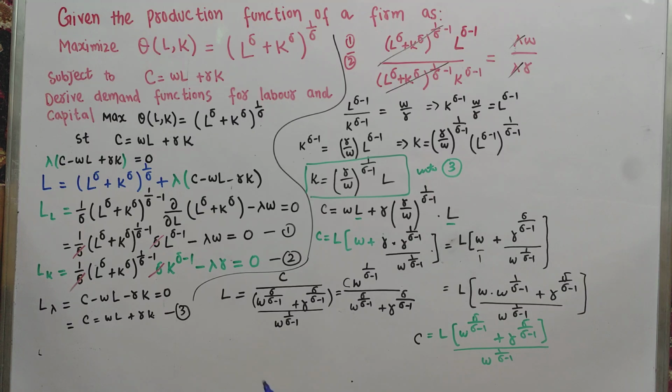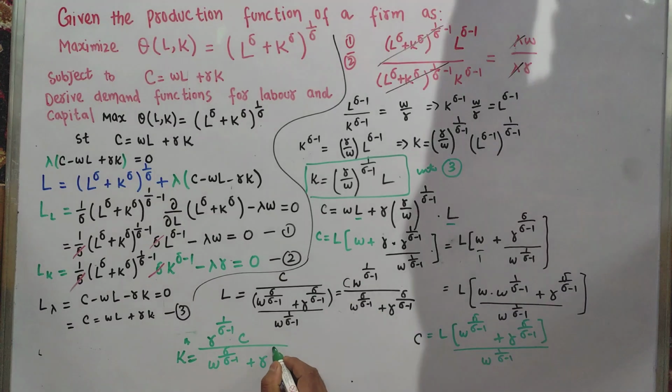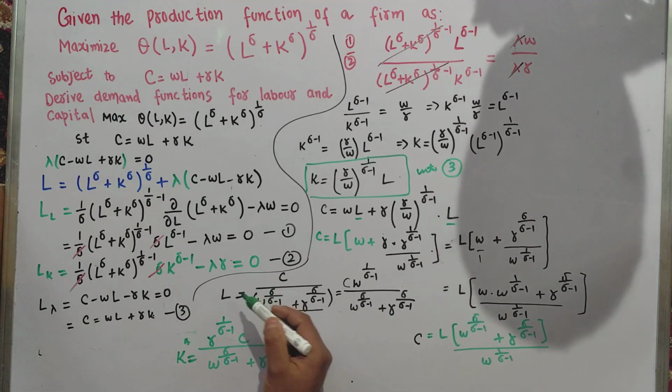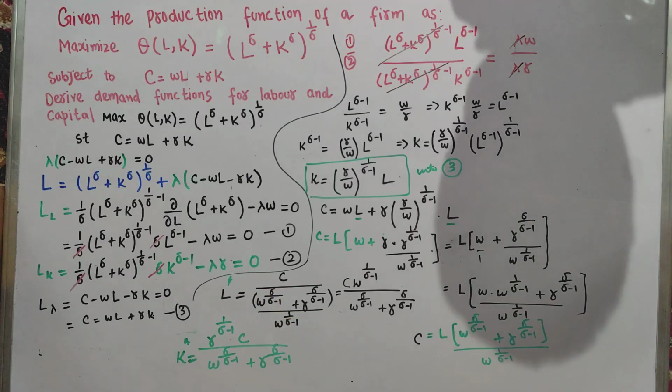Okay, when I plug the value of L equal to this stuff into this equation, I will get, and likewise you can do it properly, the demand for capital. Let me write it here, I have the space. So K, the demand function for capital, will be equal to R raised to the power 1 divided by (delta minus 1) times C divided by (W raised to the power delta divided by (delta minus 1) plus R raised to the power delta divided by (delta minus 1)). So this is the demand function for labor, and this is the demand function for capital.